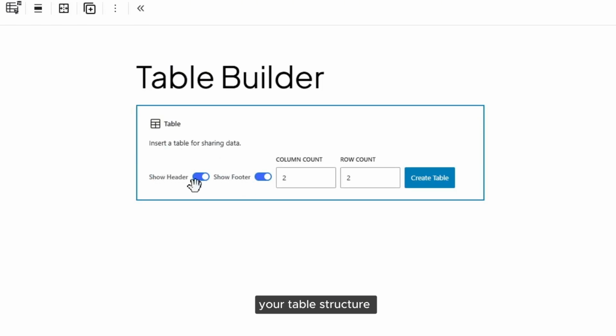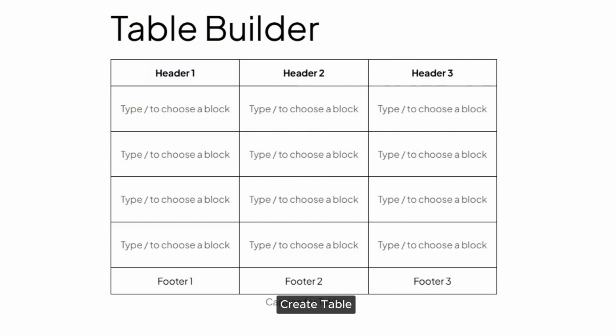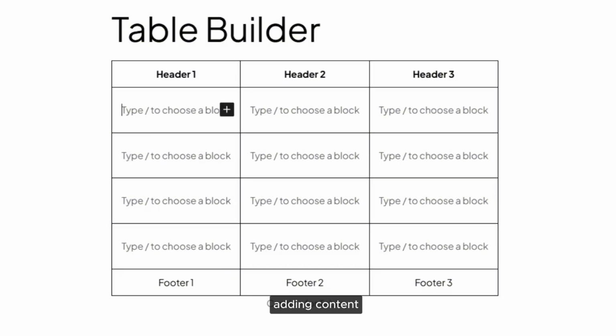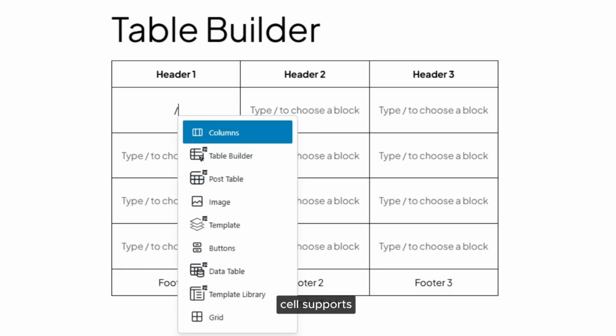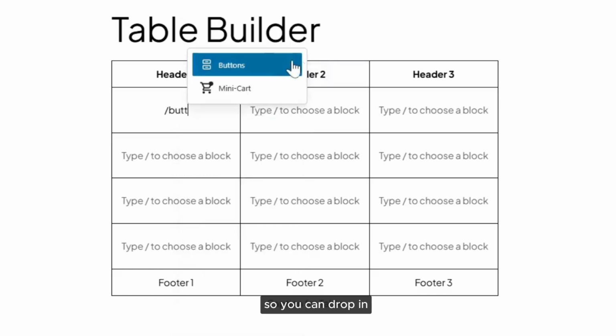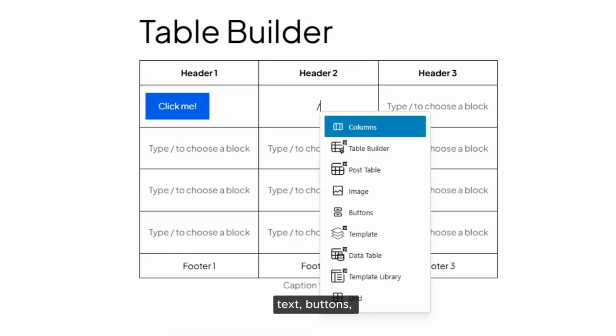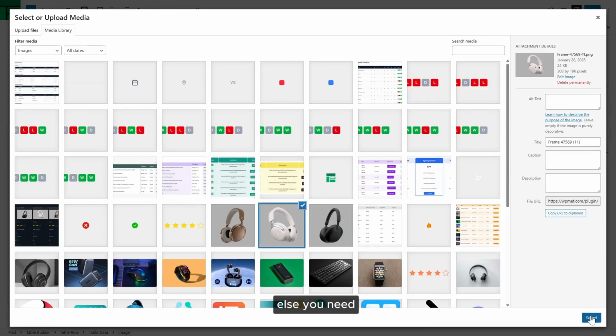First, define your table structure. Set how many rows and columns you need. Choose whether you want a header or a footer. Then click Create Table. Now you can start adding content. Each table cell supports Gutenberg blocks, so you can drop in text, buttons, images, or anything else you need.